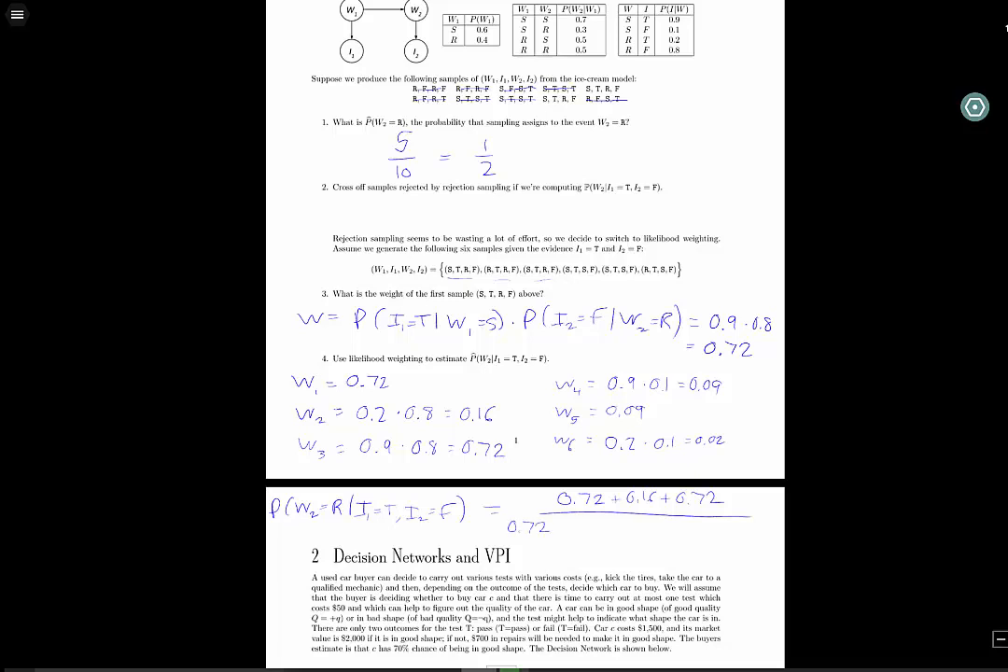So 0.72... and if you calculate this out, you'll get 0.889. And if you want the probability of W2 equals sunny, S, then it's just 1 minus this value.